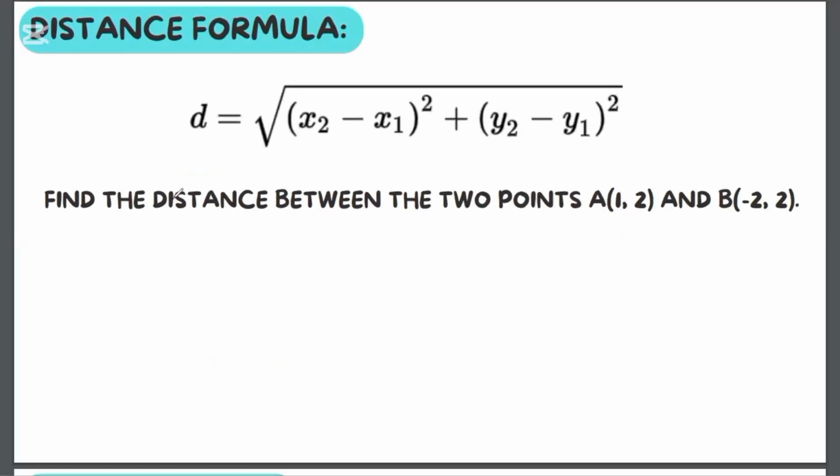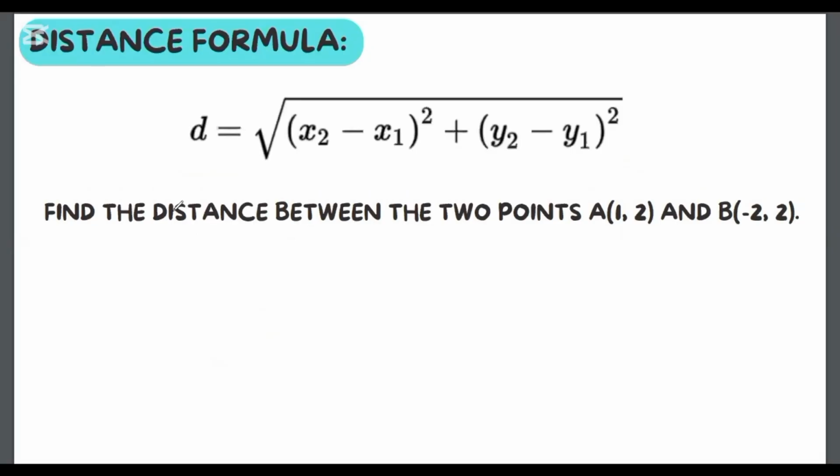So here it says, find the distance between the 2 points A having coordinates 1, 2 and B having coordinates -2, 2. Whenever you need to calculate the distance between 2 points, make sure you follow some steps in order to make sure you get the right answer. The first step is that you need to identify the coordinates of the 2 points. Here we have 1, 2 and the second point having coordinates -2, 2. This is our x1, this is our y1, this is our x2 and this is our y2.